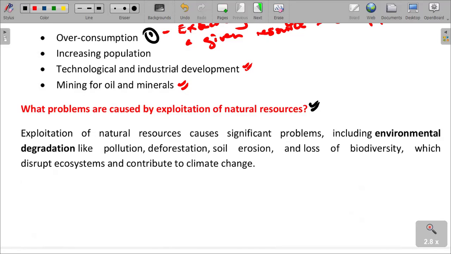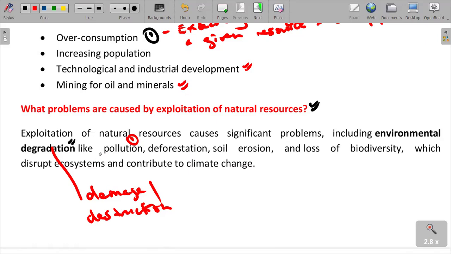We have significant problems that include environmental degradation, environmental damage, environmental destruction. What we are looking at here are examples such as pollution. It's an example of environmental degradation. Let's give it in the context of mining.